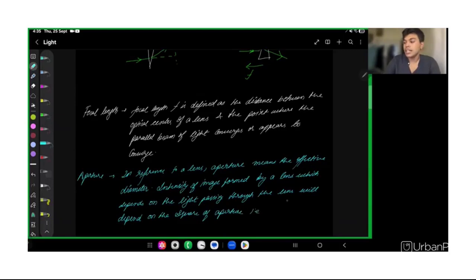That is, intensity is proportional to aperture square. It's very easy to understand. For example, this is my torchlight, this is the lens. The diameter of the torchlight means the aperture from which the light is coming. So the intensity is proportional to aperture square.